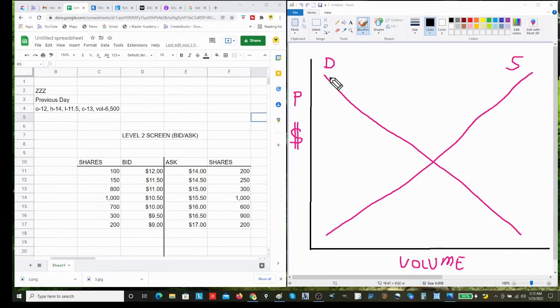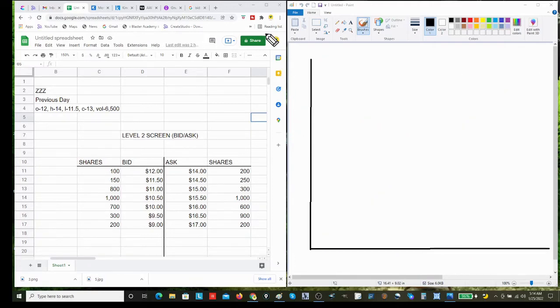On the other hand, demand, they're the buyers. And the lower the price, the higher the volume that they are willing to buy. Okay? So demand, buyers, low price, high volume. High price, low volume. And the sellers, high price, high volume, low price, low volume. Meaning profitability. Okay? Now, this is just a guiding principle. It's really not a law. And we're going to see this now applied to the stock market. We are looking at level 2 screen here.